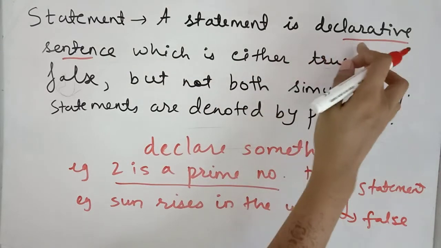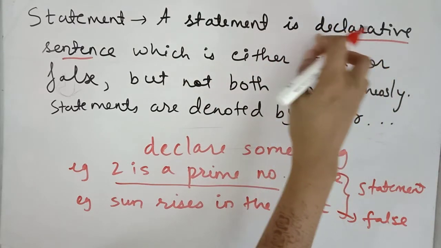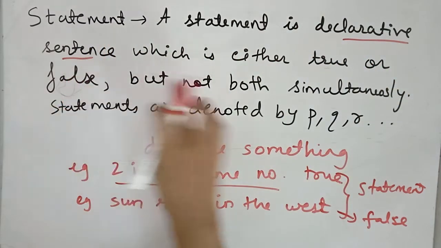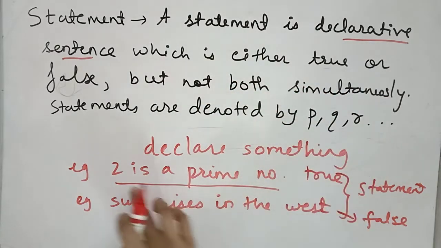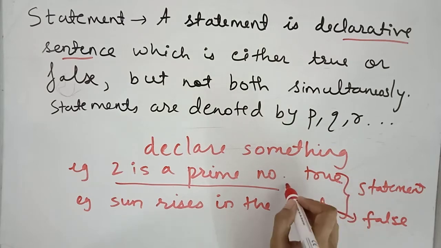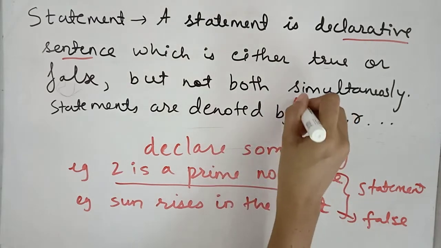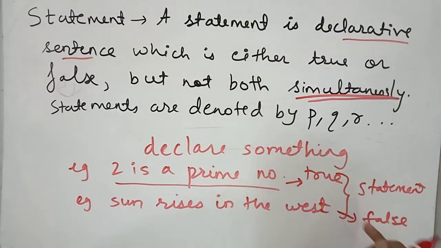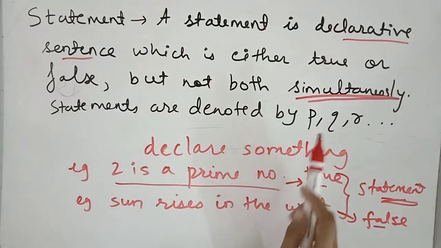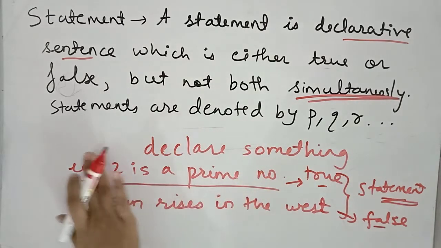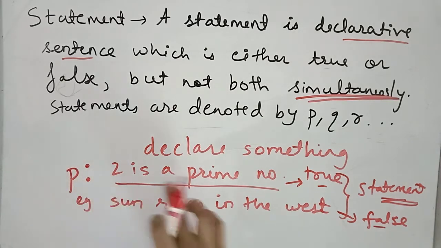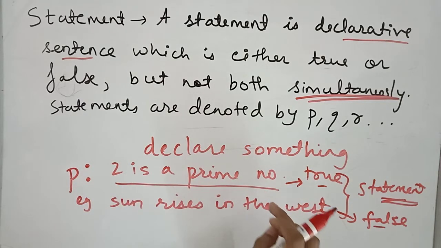So a statement is a declarative sentence which is either true or false but not both simultaneously. Like 2 is a prime number. This is true. It cannot be false. If it is true, it cannot be false. So they cannot be both true and false simultaneously. So statements can be denoted by P, Q, R. For example, if 2 is a prime number, we can denote it as P. P colon 2 is a prime number. This will be the statement.